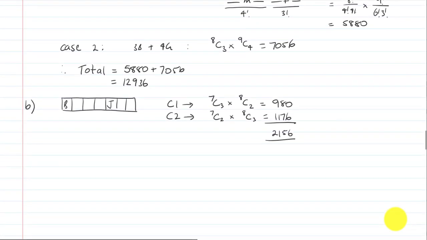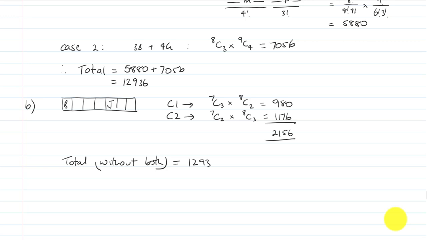So the total number of teams that don't have both of them, so might have Brad only, might have Jenny only, or might have neither of them. So without both, that's just equal to the total we calculated earlier, 12,936 minus 2,156, and that final answer is 10780.